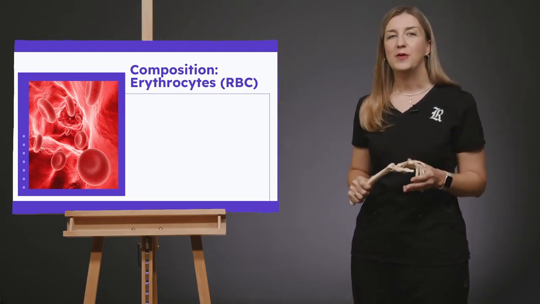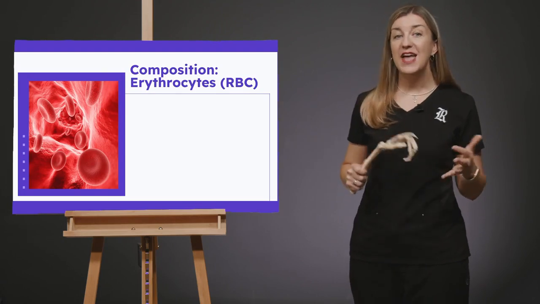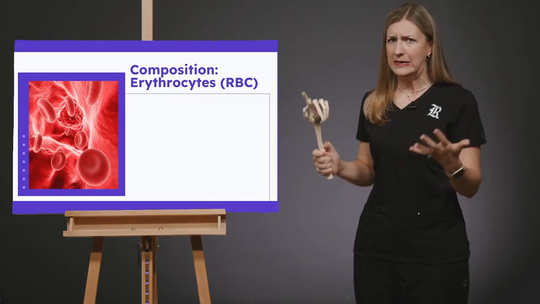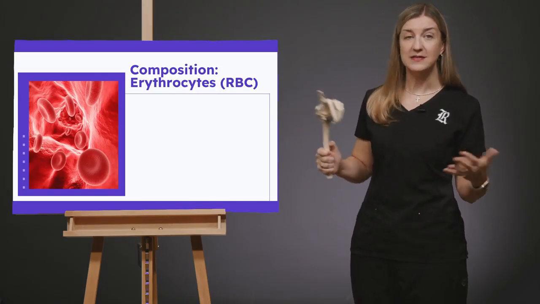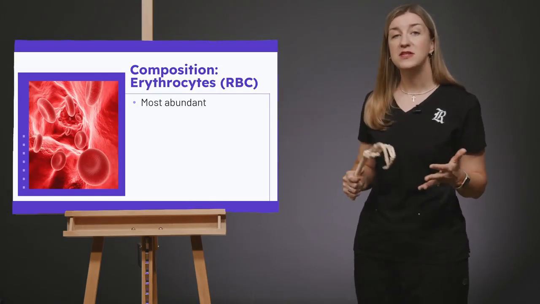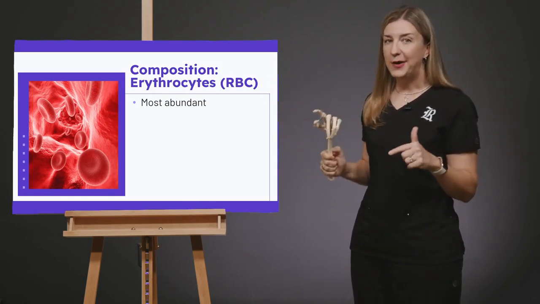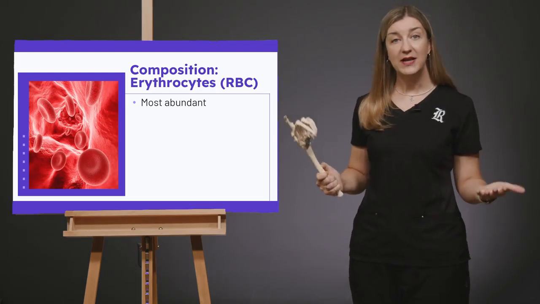Yay! Erythrocytes are your red blood cells. If it helps, erythro means red and cyte means cell. They are literally named your red cells. Erythrocytes are the most abundant formed element in blood. They're everywhere. In fact, they're what give blood its characteristic red color.